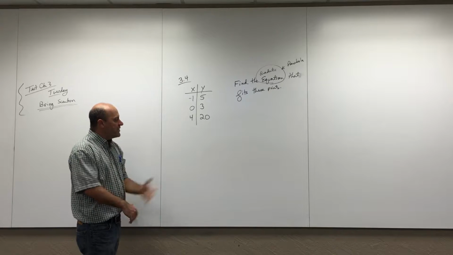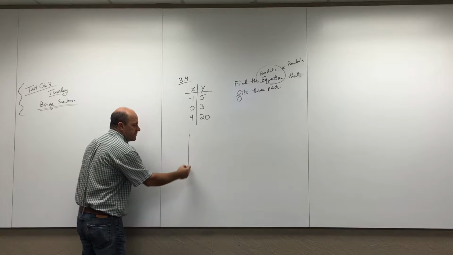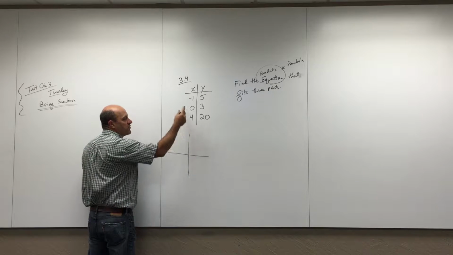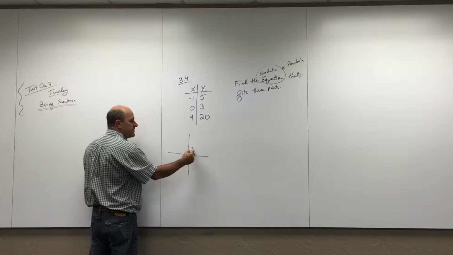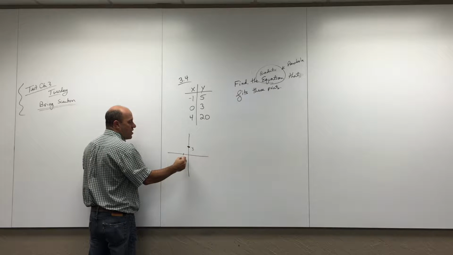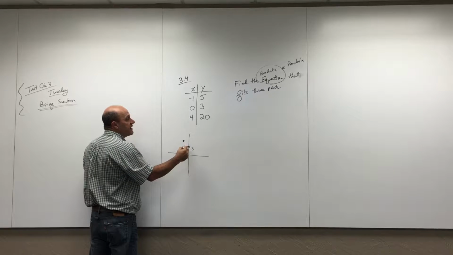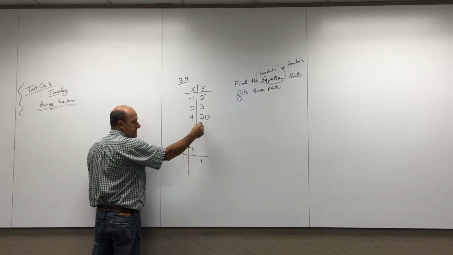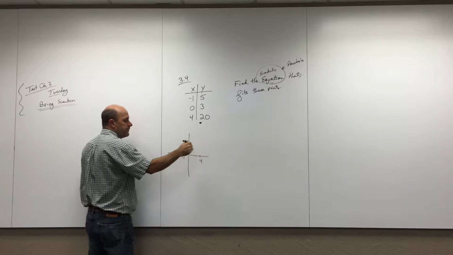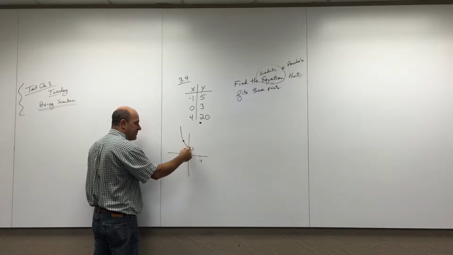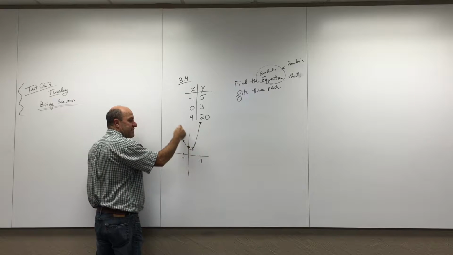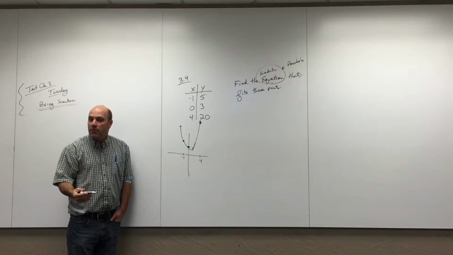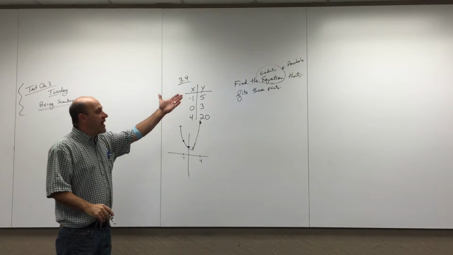I tell you what I'm going to do. I'm going to sketch a little picture of this. I just want to plot these points. (0, 3) is right here. (-1, 5) is here. (4, 20) is way up here. So is there a parabola that fits that? I hope so. Maybe I've created an impossible situation here, I'm not sure. But I'm looking for the equation of the parabola.